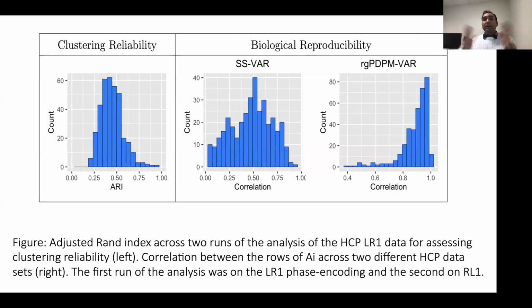And we then compared results, and we found that the correlation between the autocovariance elements estimated between these two different sessions was actually fairly consistent under the RGP-DPM-VAR model, which shows biological reproducibility. Whereas for the single subject VAR model, the correlations were much lower, which is kind of concerning because then that tells us that these results are not really generalizable to other data sets, that there is low reproducibility.